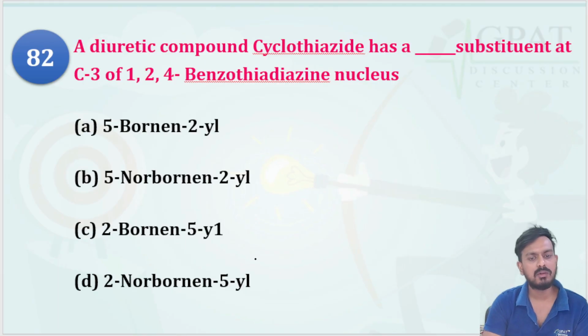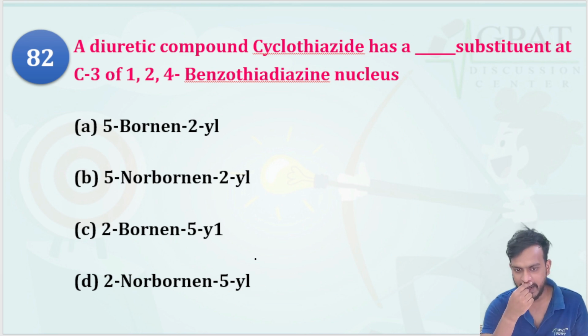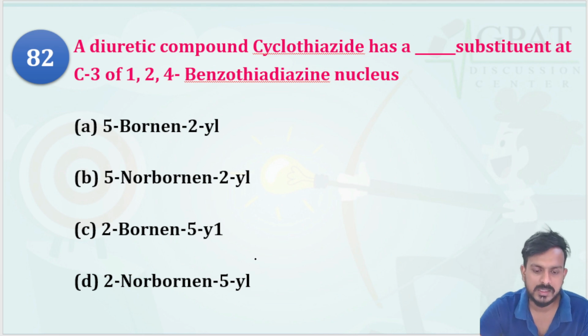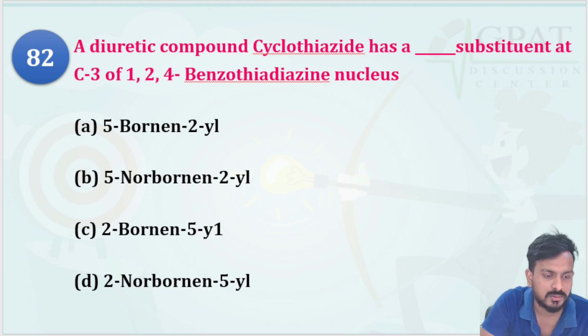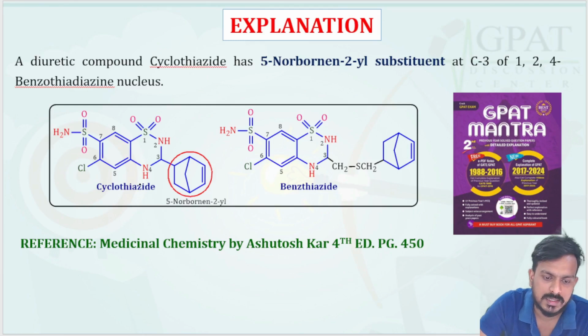Next question: a diuretic compound cyclothiazide has what substitution at the C3 position of the 1,2,4-benzothiadiazine nucleus? So it is asking what is present on the third carbon of the benzothiadiazine molecule. If you see the structure of cyclothiazide, you will be able to understand.